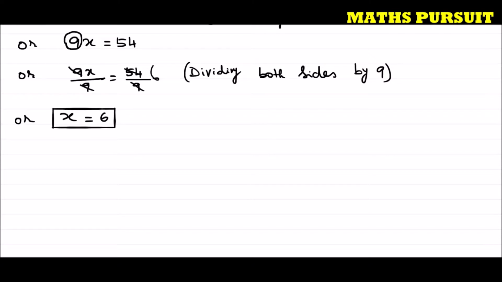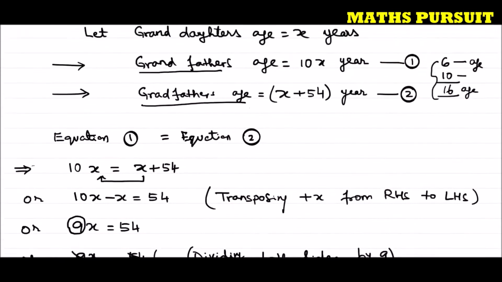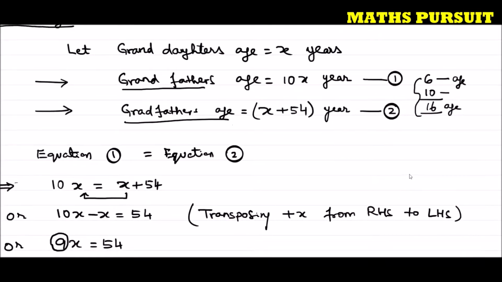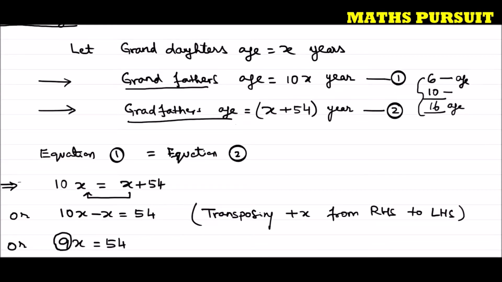Now we got x is equal to 6. The question asked us to find out their present ages. We have initially assumed granddaughter's age to be x years. That means we got this as 6 years, because we got the value of x as 6. Similarly, here we have assumed grandfather's age to be 10x. That means we get 10 into 6, that is equal to 60 years.